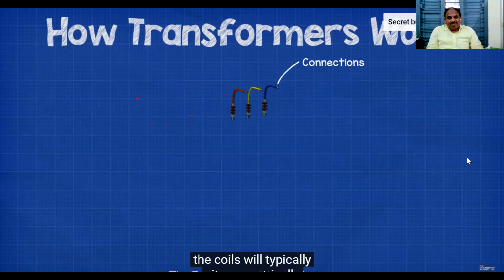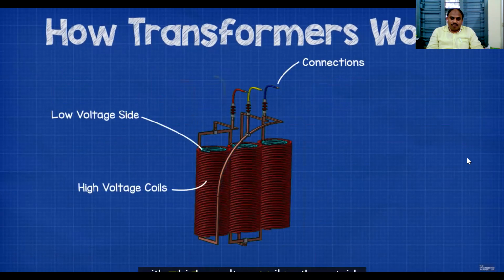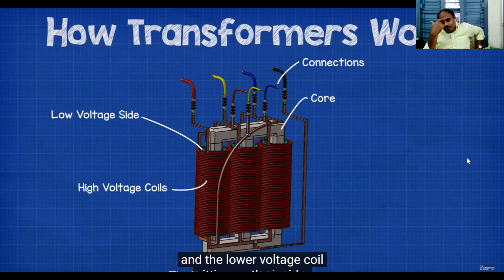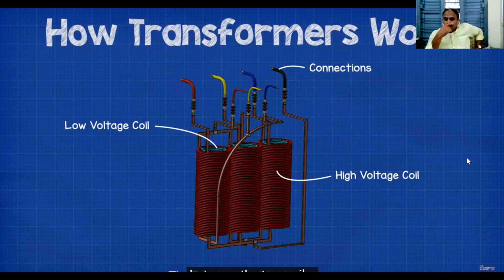In this setup, the coils will typically sit concentrically within one another, with the higher voltage coil on the outside and the lower voltage coil sitting on the inside. Now these coils are insulated from one another so that only the magnetic field will pass between the two coils.